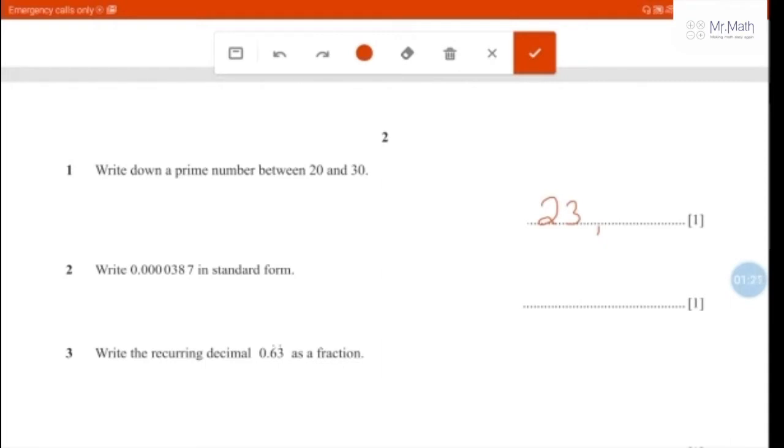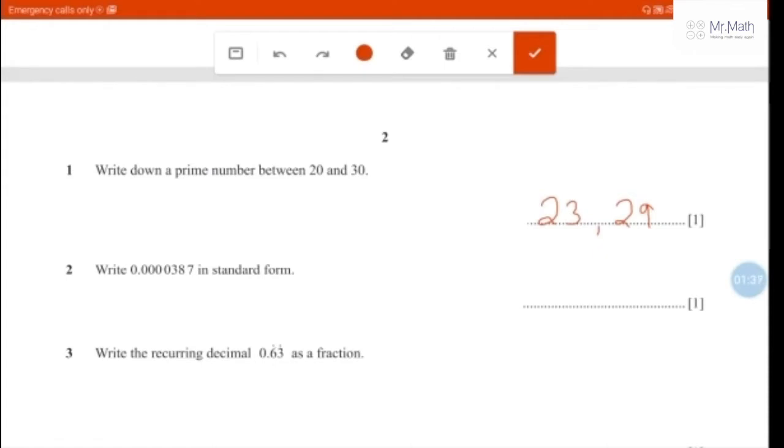so 29 is a prime number. 30 is not a prime number because it is divisible by 2. So the only two prime numbers are 23 and 29.